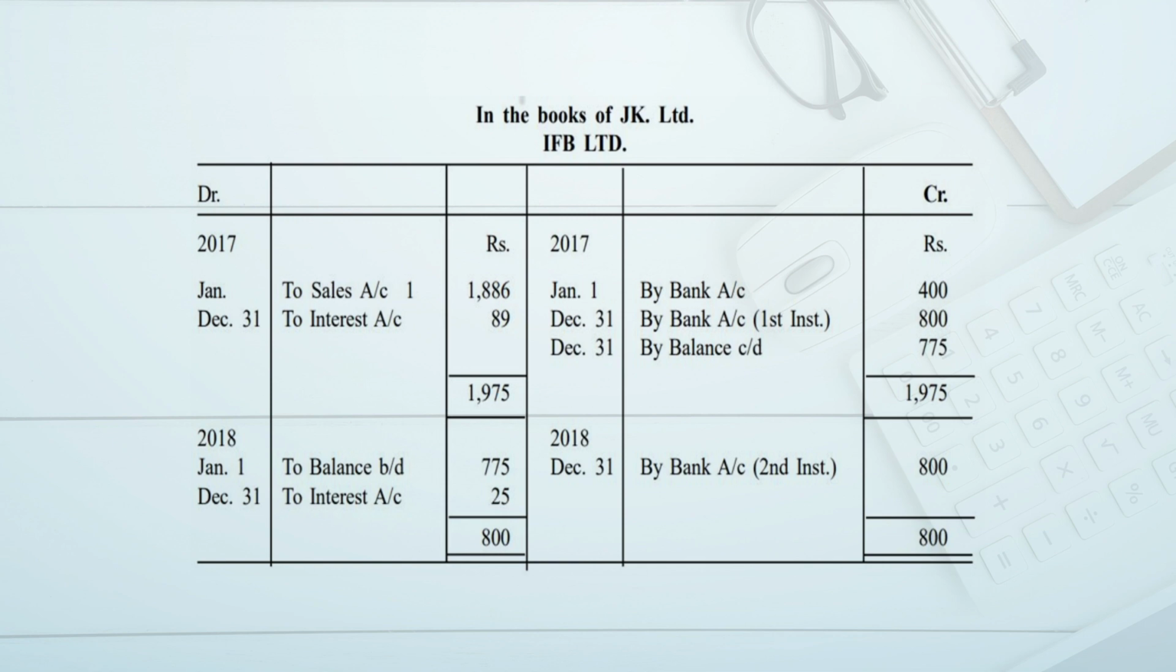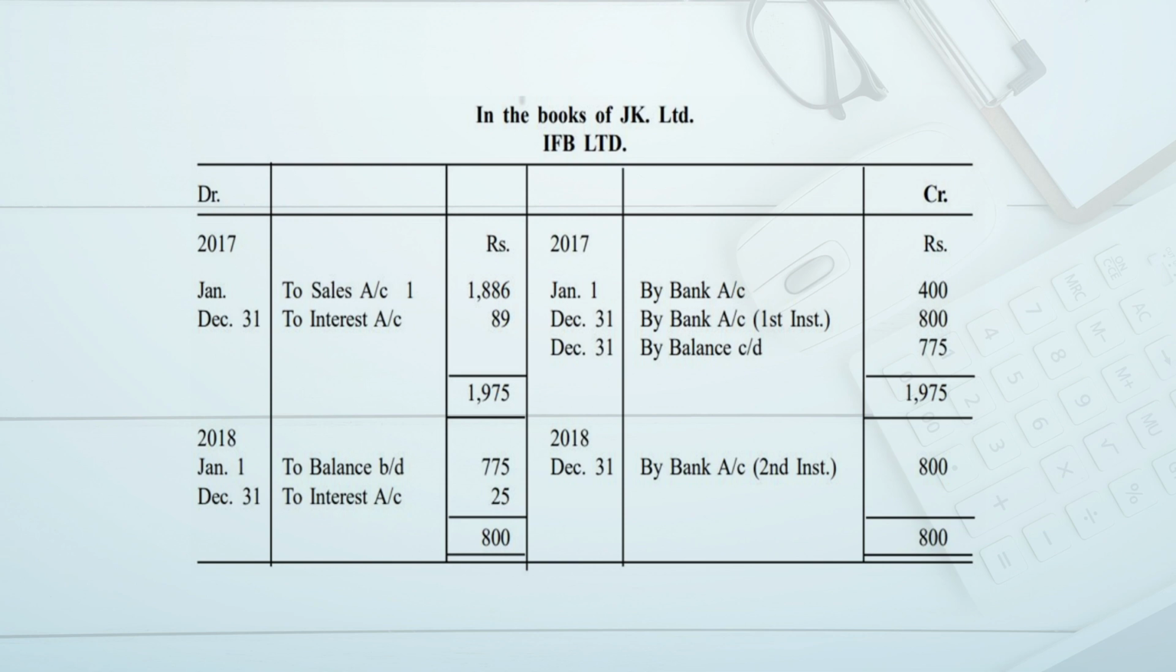So, the sale is made of rupees 1886 on 1st January. The entry was hire purchaser account debit to sales. IFB is the hire purchaser. So, in the books of JK Limited, we will make the entry IFB Limited account debit to sales, 1886. Here, by bank: we made the entry bank account debit to IFB Limited for cash down payment 400. So, by bank 400.